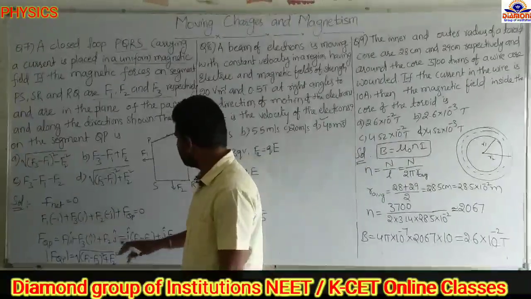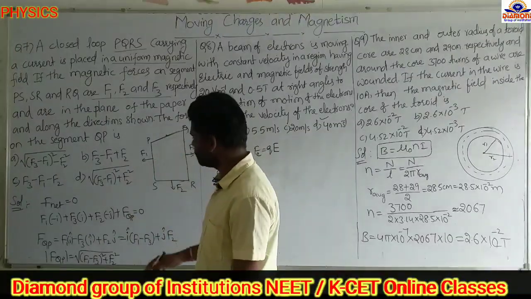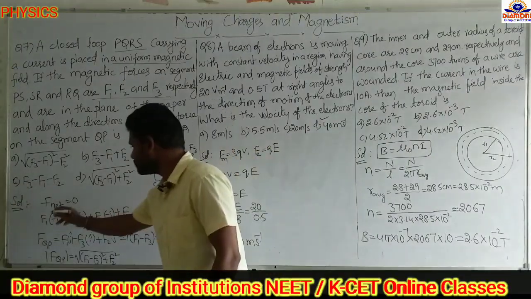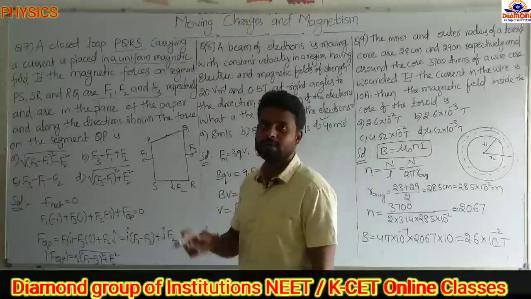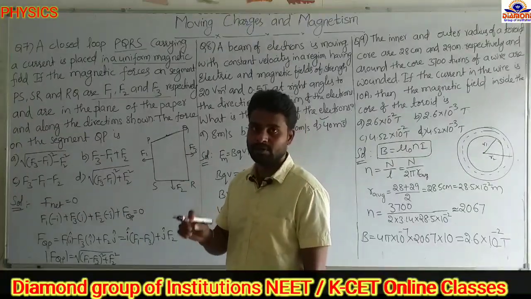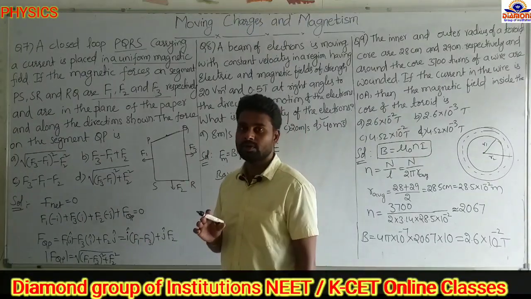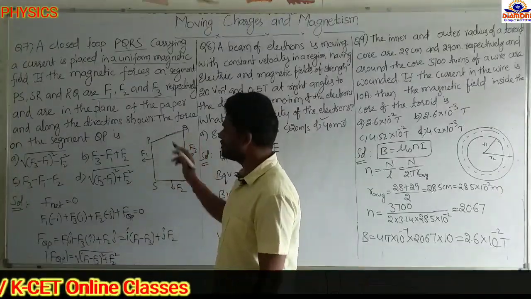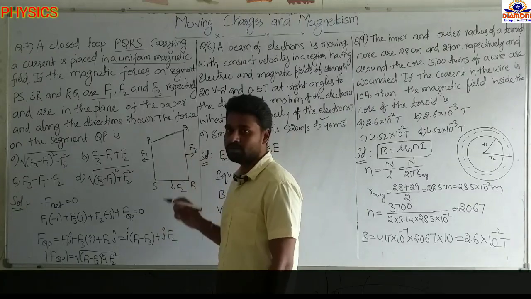so minus j cap, plus the force acting on this one, F_PQ or QP, equal to 0. So the sum of these forces equal to 0. If we keep a closed loop in a uniform magnetic field, the net force acting on that equals 0. They are asking for one segment of force, so the sum of the forces of the 4 segments equal to 0.